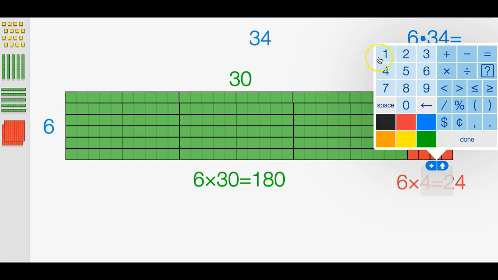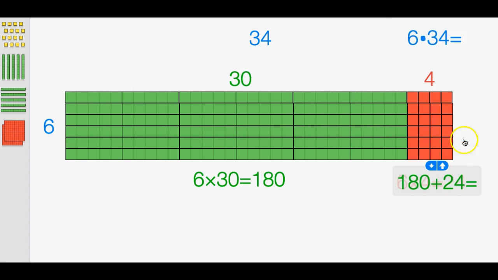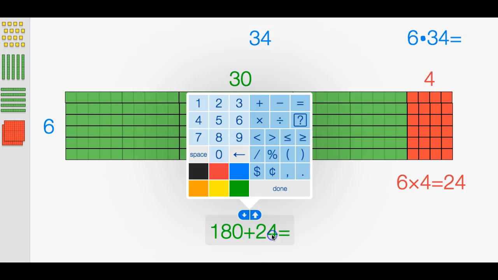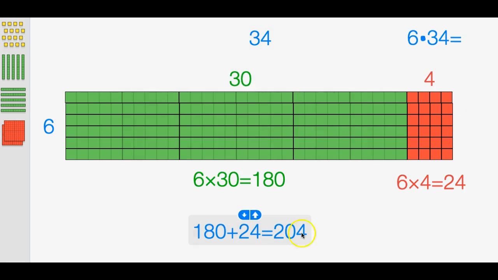So now what I've got to do is combine that. So I've got to combine 180 plus 24. And that will give us our product. So 180 plus 24. Well, I know 180 plus 2 tens is going to be 200. 200 plus that 4 is going to give me 204. So we have solved this math problem.